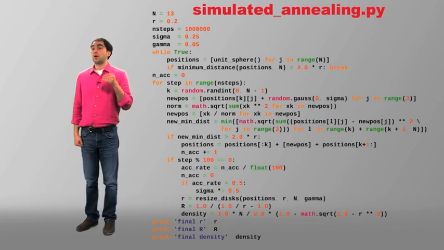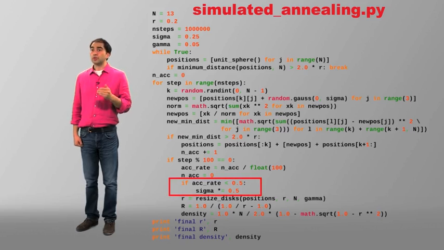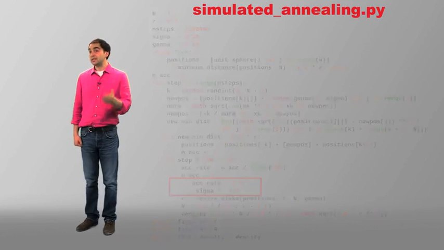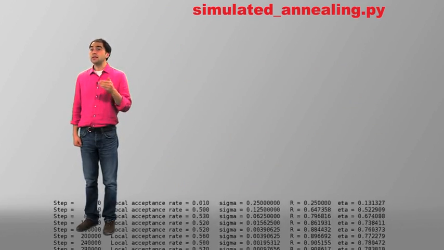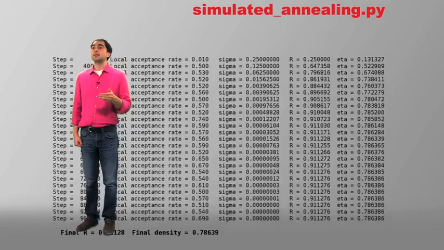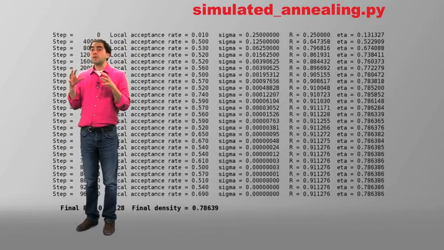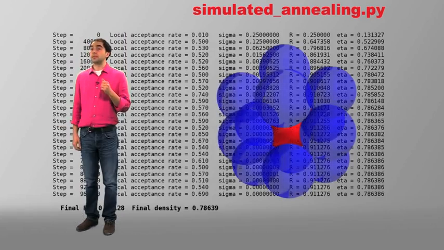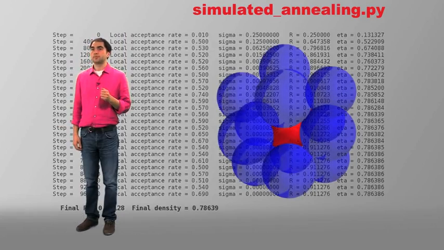After each resizing, the step of the Markov chain, which is set by the standard deviation sigma of the Gaussians, is automatically adjusted in order to keep the acceptance probability in accordance with the 1/2 thumb rule. We see that the packing density eta slowly increases during a run until the disks settle in a jamming configuration and the parameter sigma goes to 0.